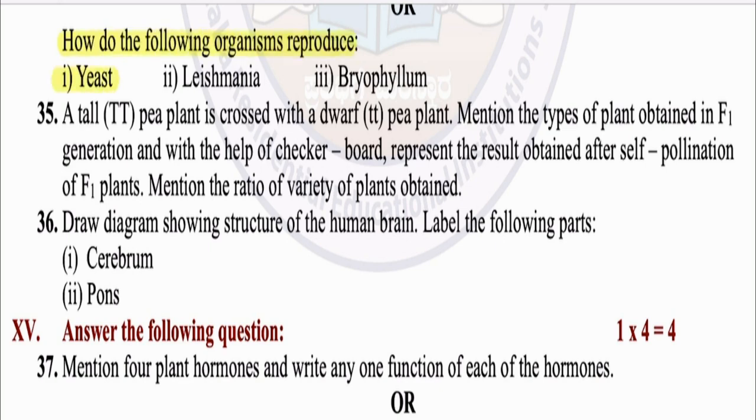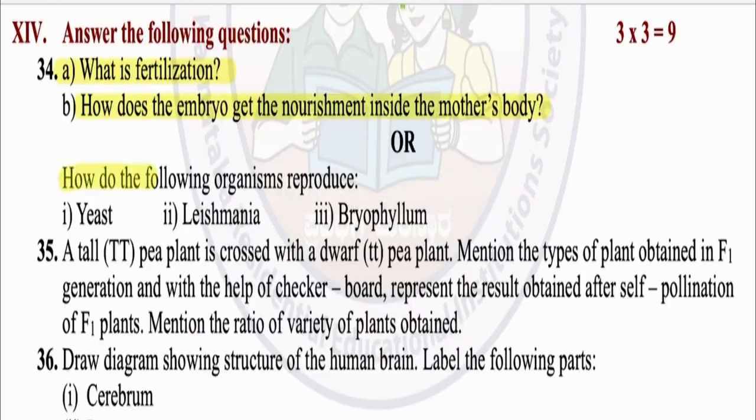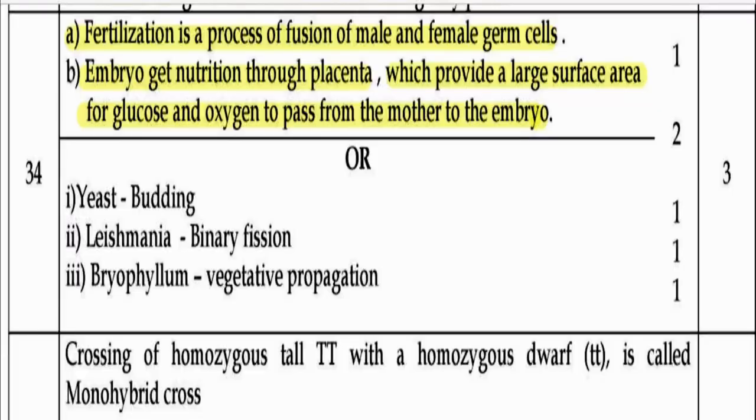Optional question: how do the following organisms reproduce? First, yeast, second, Leishmania, third, Bryophyllum. Yeast reproduces by budding, whereas the second, Leishmania, by binary fission, and the third, Bryophyllum, by vegetative propagation.